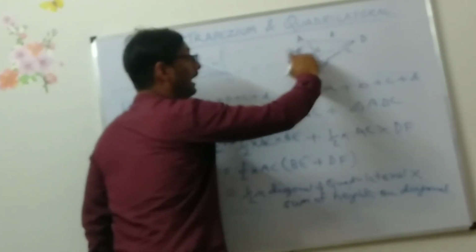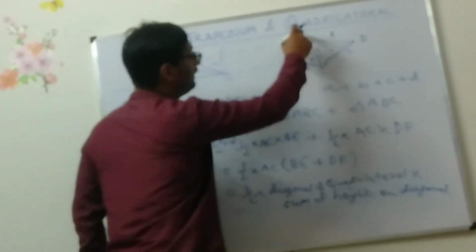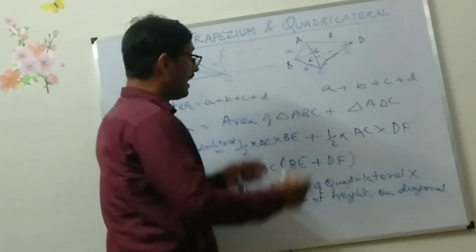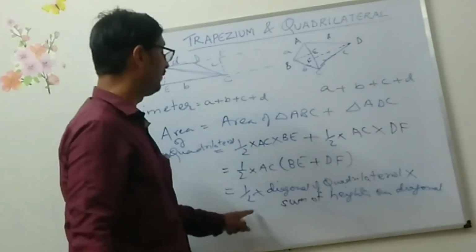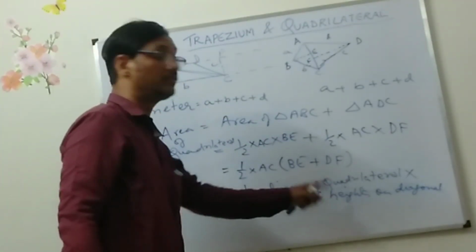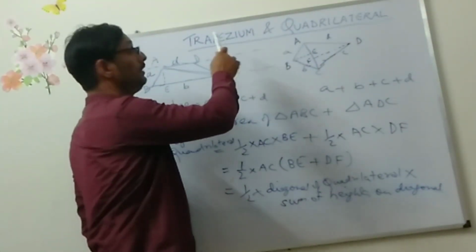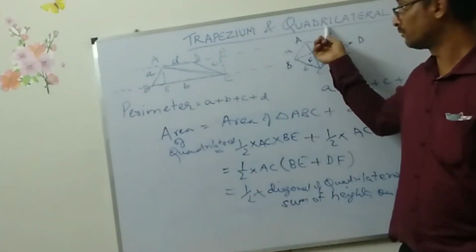This height I have made on diagonal. So this BE is made on diagonal AC. DF is made on diagonal AC. After adding both the heights, you will write this. So what is the formula? Half into diagonal of quadrilateral into sum of heights on diagonal. So I have found out the area of trapezium and quadrilateral.